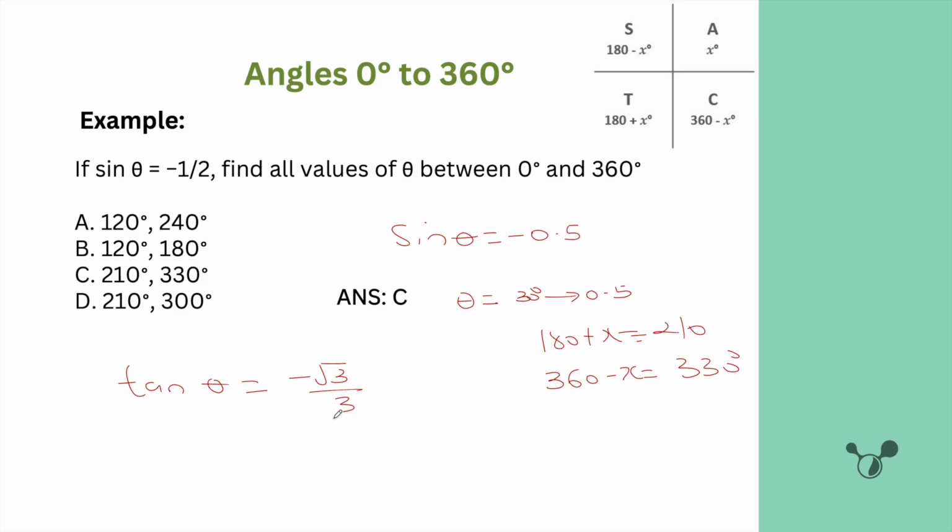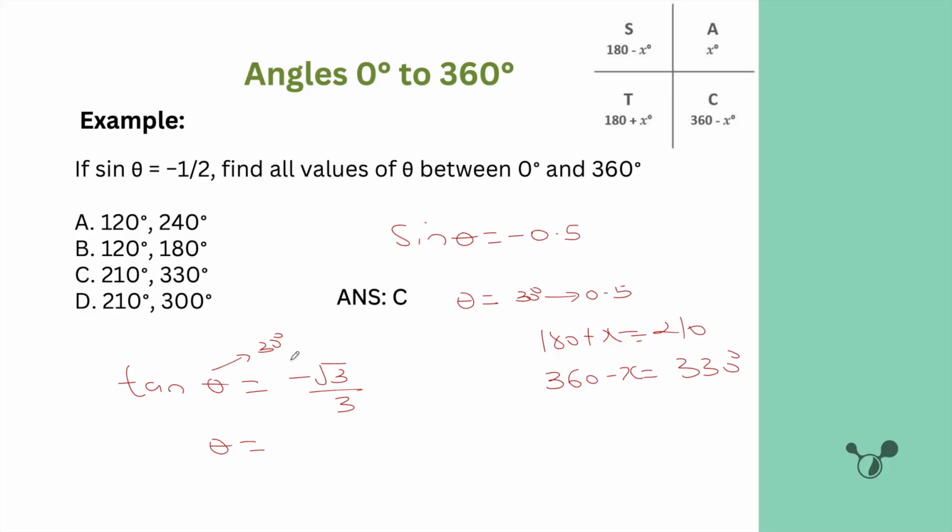Remember, we got root 3 over 3 from 30 degrees, right? We said tan 30 degrees is root 3 over 3, right? That's what we had, but now it's a negative value. So minus root 3 over 3. So what are the values of theta here? Can you tell me? If our theta that gave us root 3 over 3 is 30 degrees, what are the ones that give us minus?